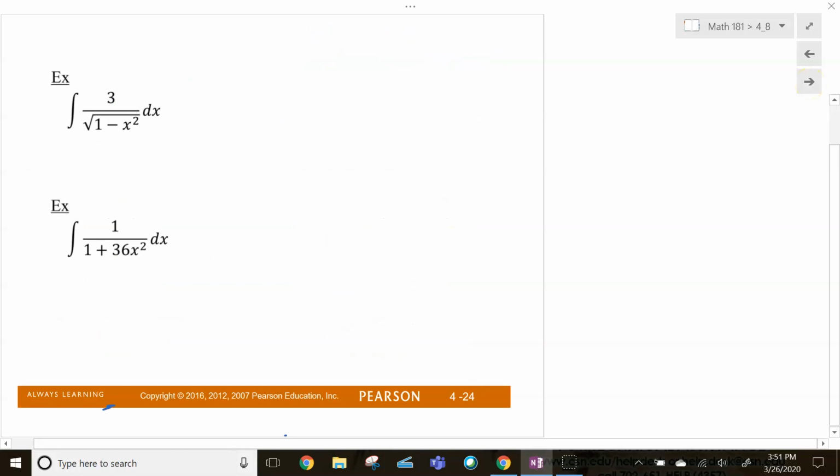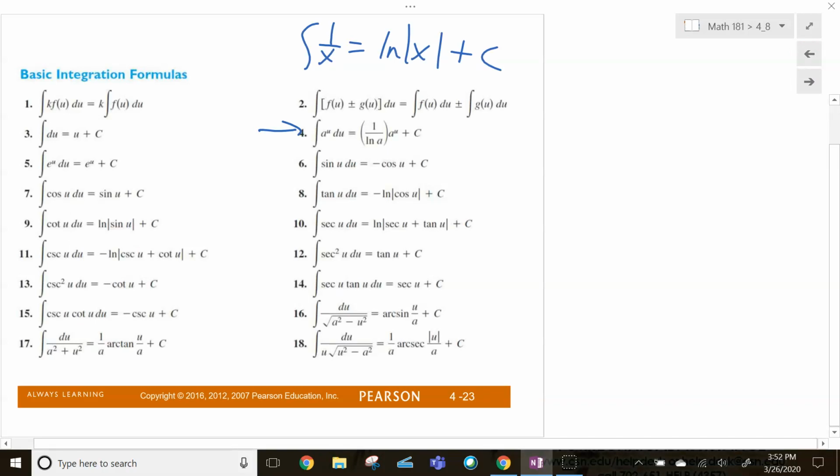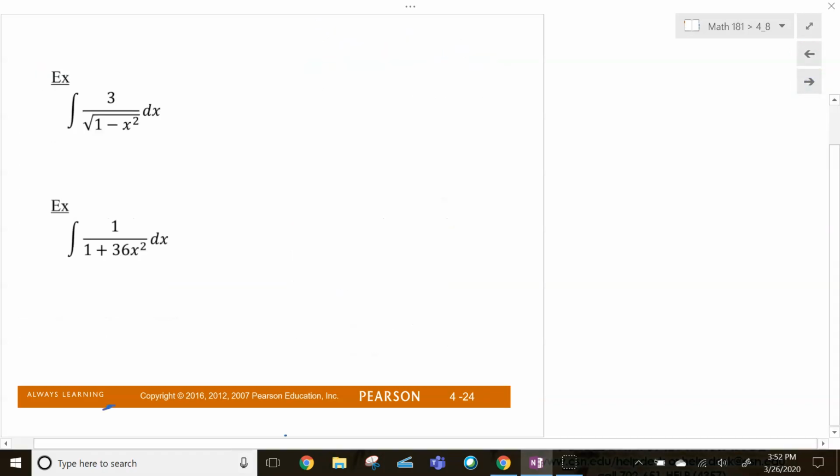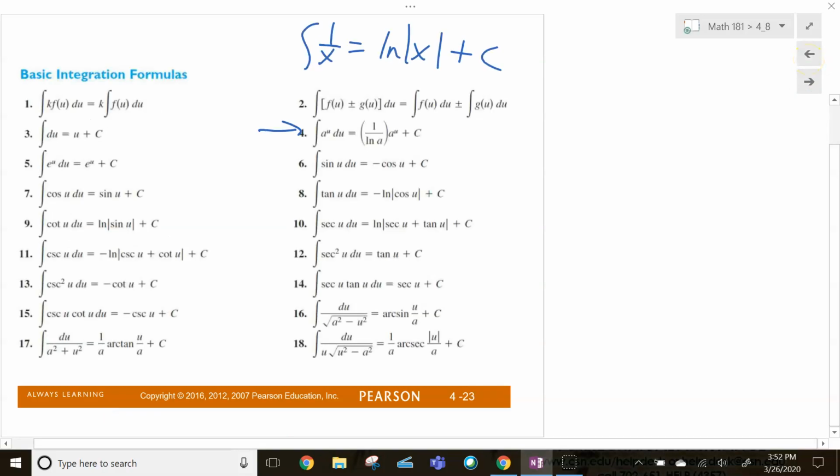All right, so you're looking at these, and you're thinking, well, okay, I'm going to have to go back to this list here. It's got to fit one of these. So notice the 3 over square root of 1 minus x squared. I'm like, it's going to be this one here. Does it fit this mold right there?